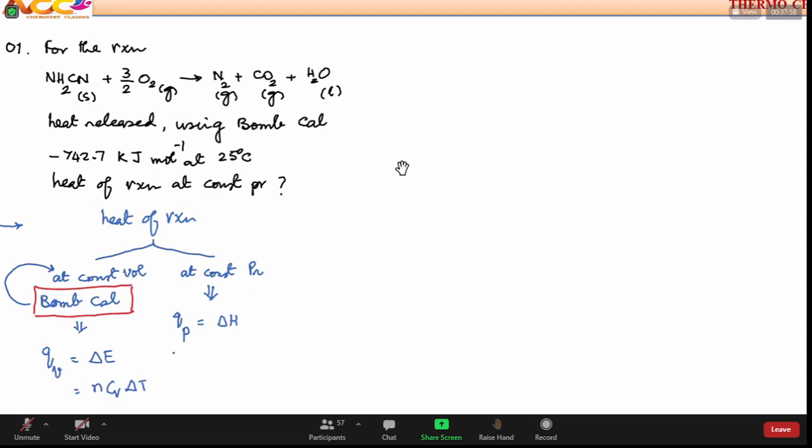In previous classes, we did something. What was that? Del H is equal to del E plus del n RT. Here, del n is the change in number of moles of products and reactants, but they must always be in the gaseous state. I am doing the problem with this first equation of thermochemistry. With all this understanding, everything is clear on the screen. Come on, how to proceed?